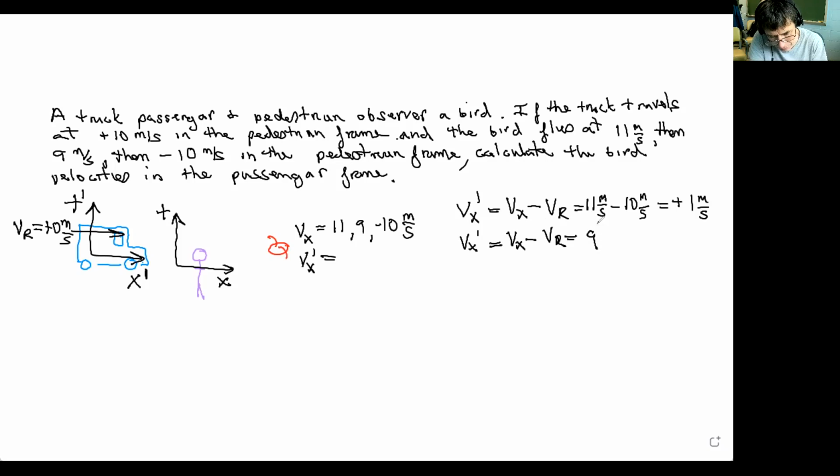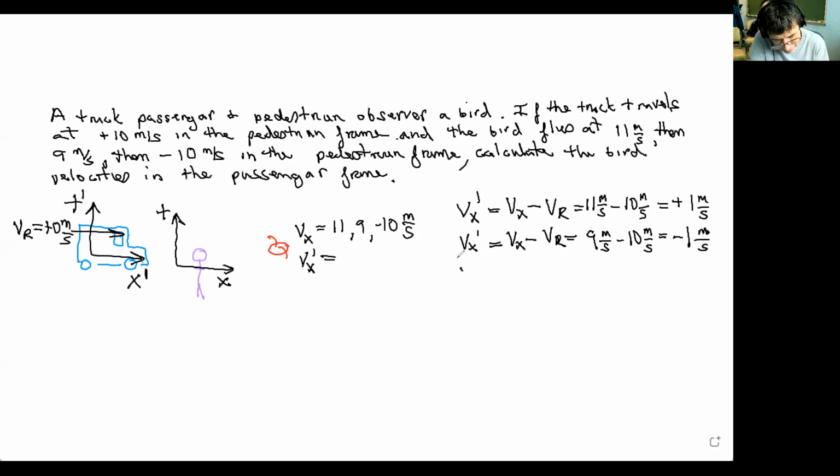So this time the bird's flying slower towards the right, 9 meters per second in the pedestrian reference frame. I'm going to subtract off the motion of the truck with respect to the pedestrian. And now I get minus 1 meter per second for the bird's velocity in the truck reference frame.